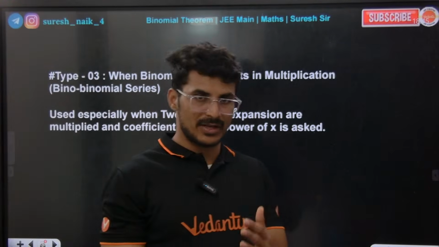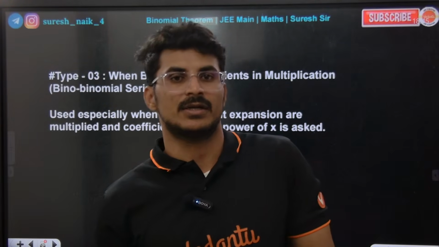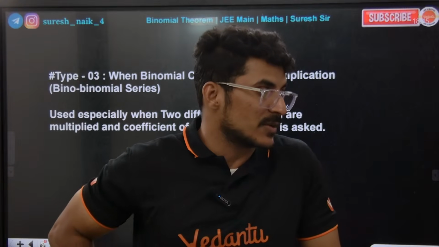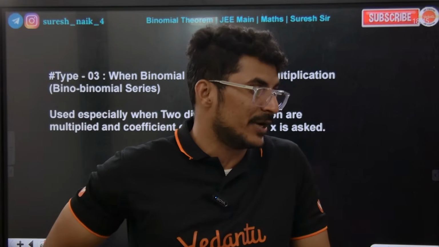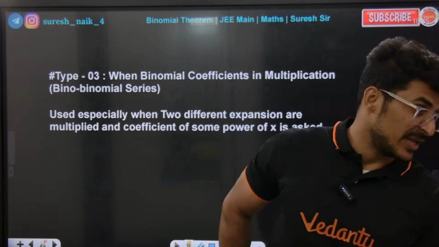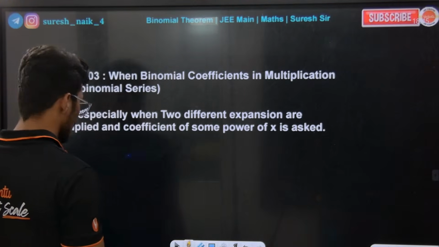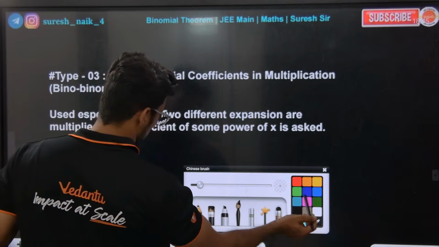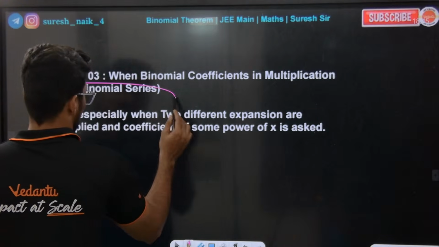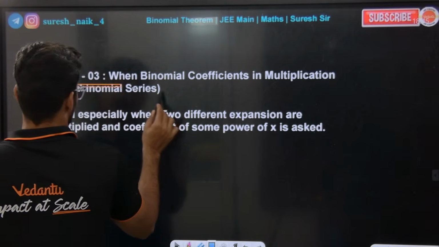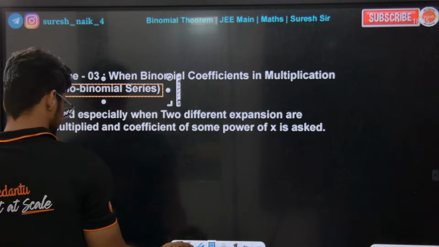Type 1 is basically what? When r is supposed to be eliminated from the denominator. Type 2 is what? Basically when r is supposed to be deleted from the denominator, when it is given in terms of what? Fraction. Right. So type 3 is what? Basically type 3 we call it as a binomial series.